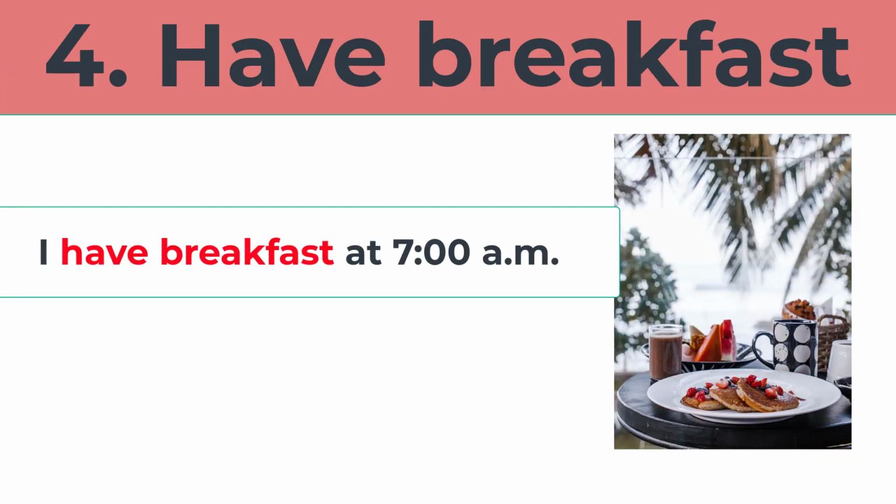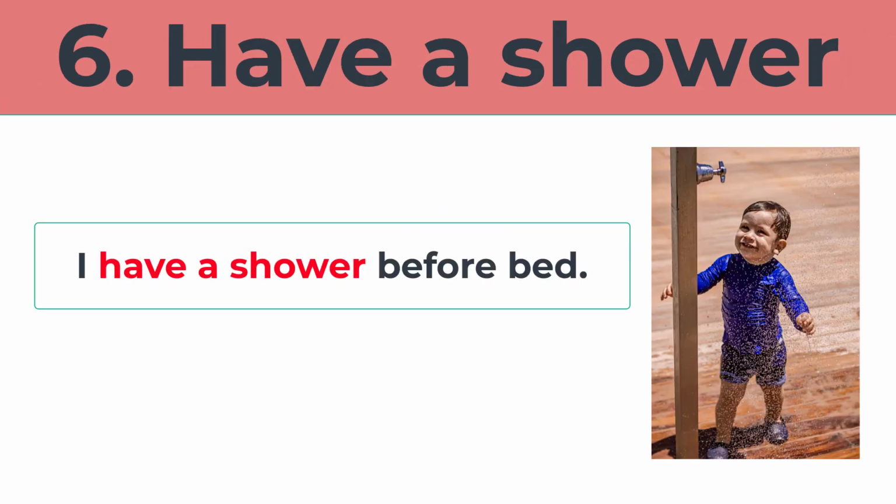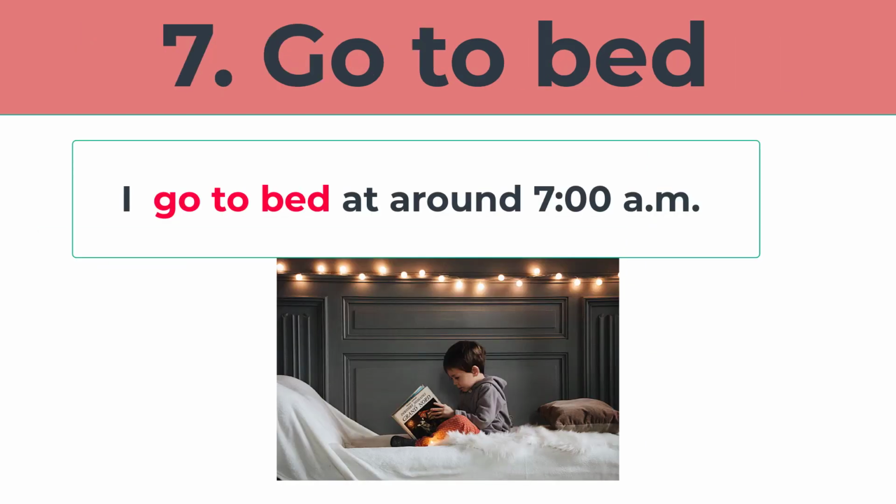Have breakfast. I have breakfast at 7 a.m. Do my homework. I do my homework after dinner. Have a shower. I have a shower before bed. Go to bed. I go to bed at around 7 a.m.